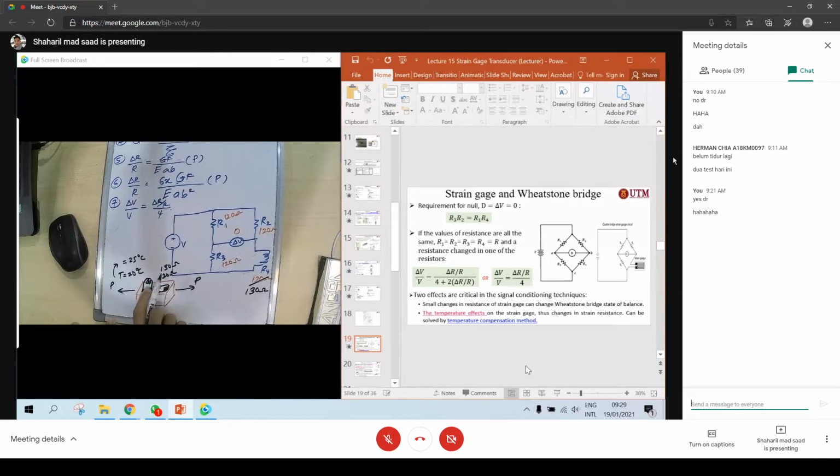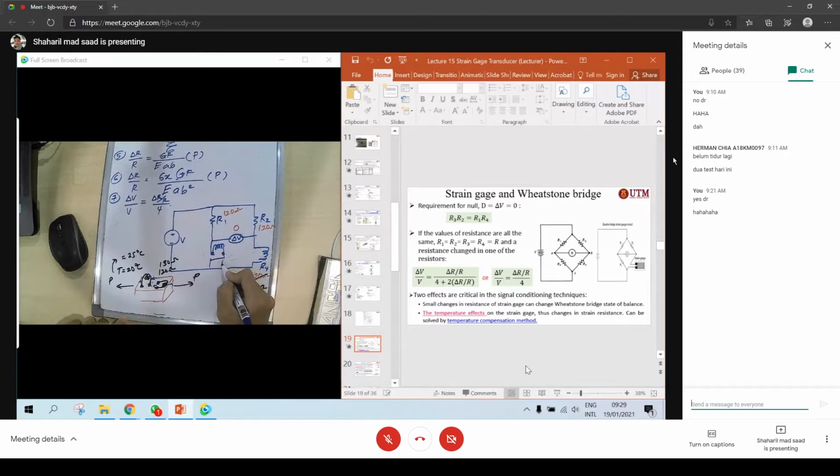So why do I apply it in this direction? Remember, only this one is sensitive, and this one is not sensitive. So when I apply it, maybe I put another strain gauge here, but in a different direction. With this one, we call it R3.